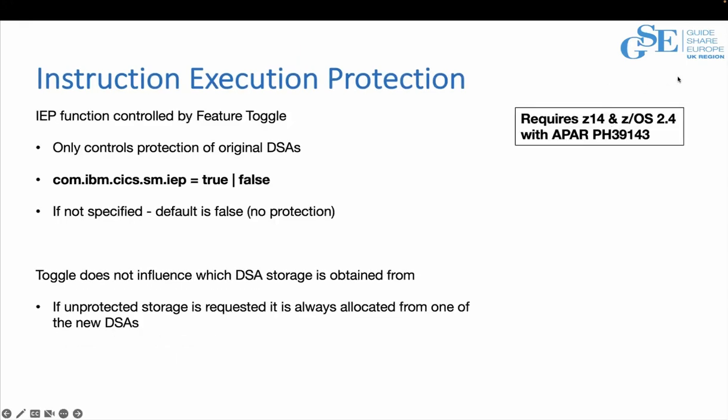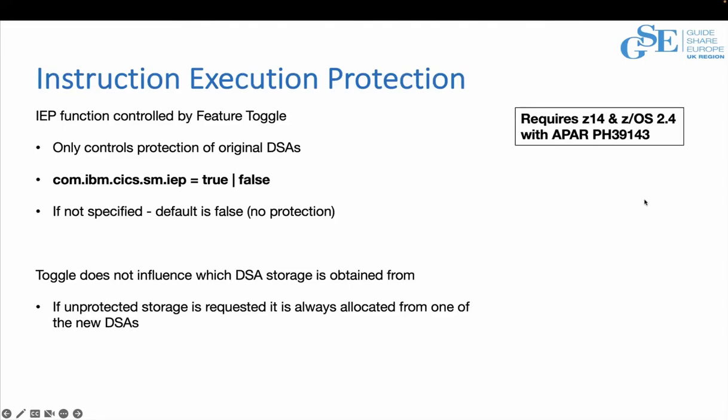Now there is some function that we have to do to put IEP on. It's not currently set to true by default. So this is something that has to be opted into. And that is currently controlled by a feature toggle. But the feature toggle will only protect, or only control the protection of, the original DSAs.